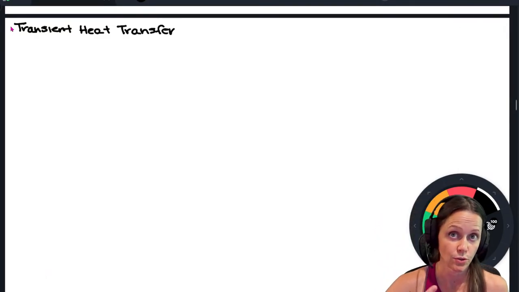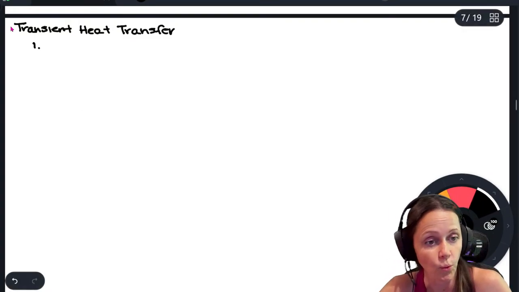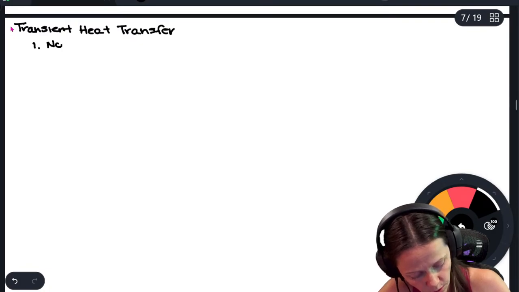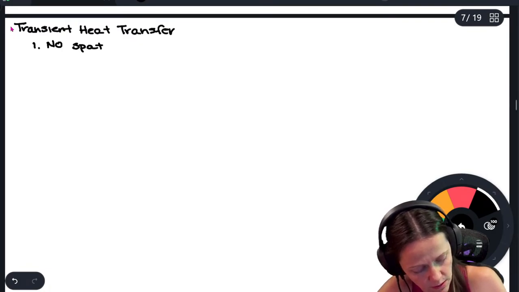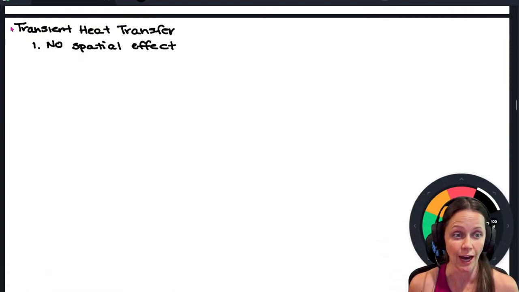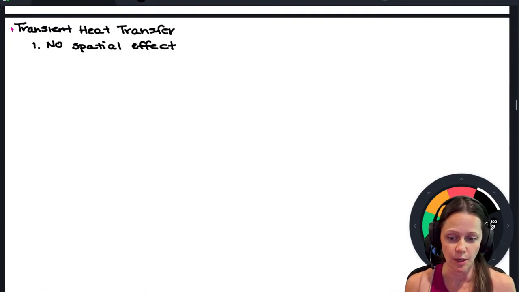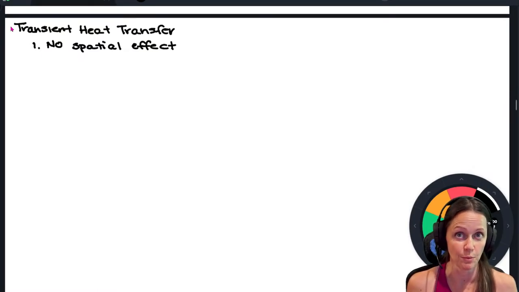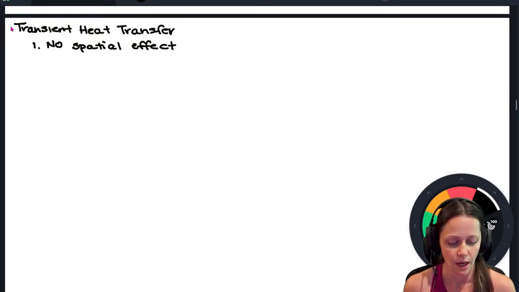And so we'll focus on two different cases. Number one is if we have no spatial effects. What that means is that something, typically a material made of very high thermal conductivity, is suddenly plunged into some environment at a different temperature. Because that thermal conductivity is so high, something like a metal, copper or steel, the temperature anywhere within the medium is the same at any given instant.